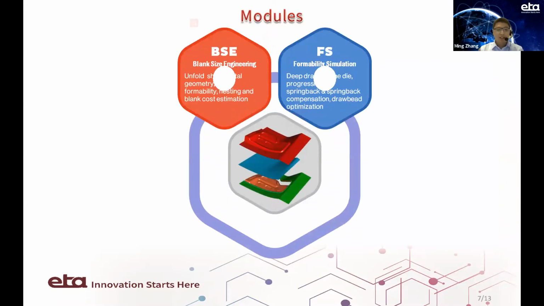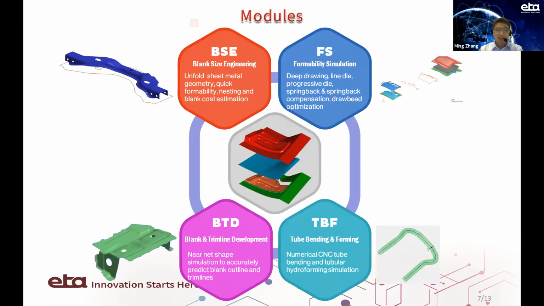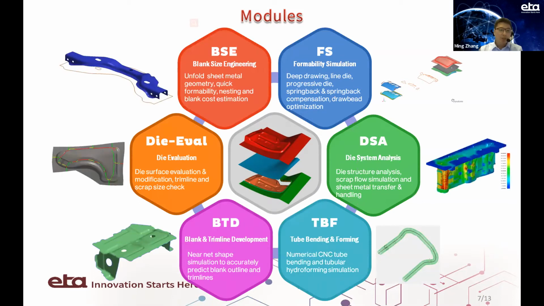Dynaform consists of 6 distinctive modules. Blank Size Engineering is used to quickly perform blank material cost estimation, as well as improve blank material utilization rate. Formability, which is the FS module, is aimed at deep drawing, progressive die, and line die stamping simulation. It helps to improve tool making cycle time by solving stamping defects prior to constructing the actual tools.